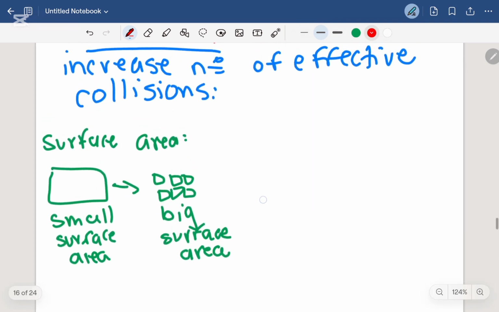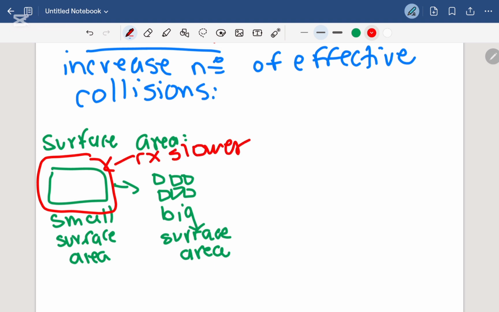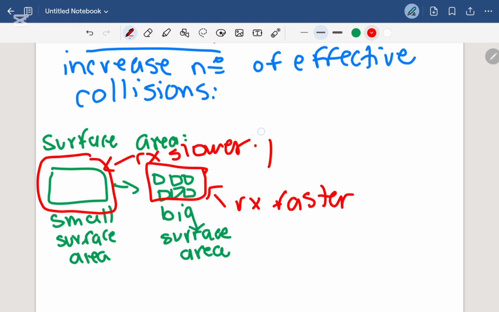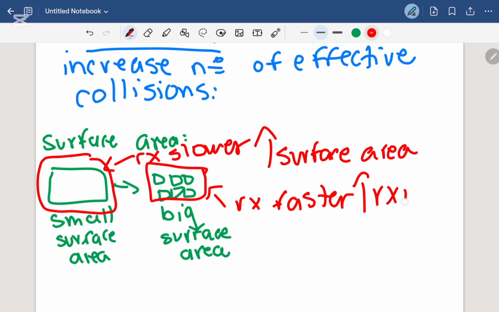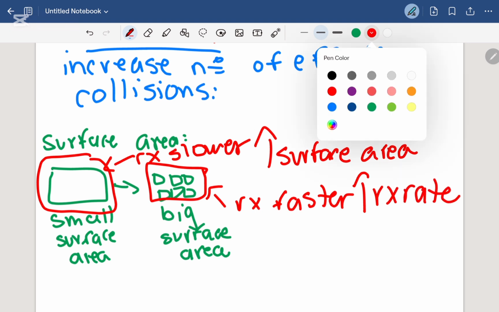If we have a bigger block, it would take more time for the reaction to occur, so the reaction is slower. Whereas if we had a smaller surface area, like the small blocks, the reaction would happen in a quicker time, so here the reaction is faster. So then we can make it as a rule: if we increase surface area, then the reaction rate would increase.